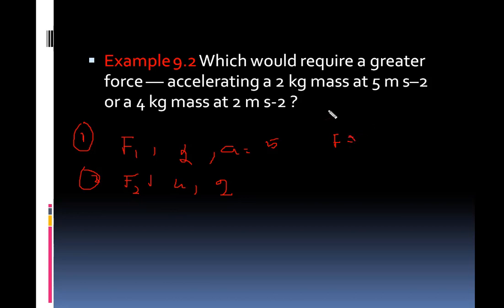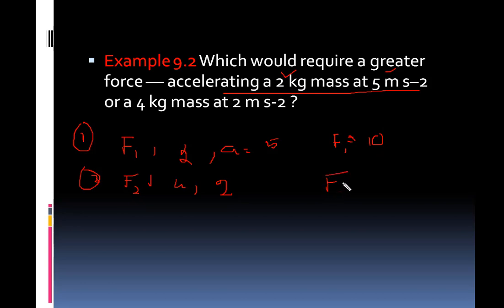Force is equal to mass into acceleration. So in first case, what is mass here? Accelerating a 2 kg mass at 5 meter per second square. So in first case, mass is 2 kg, acceleration is 5. So 2 mass into acceleration, m into a, 2 into 5, that is 10 Newton. F1 is equal to 10 Newton.